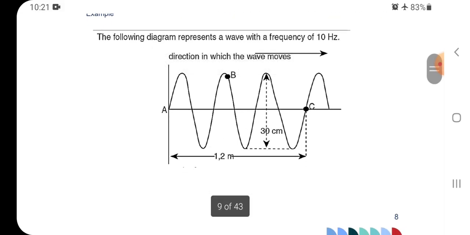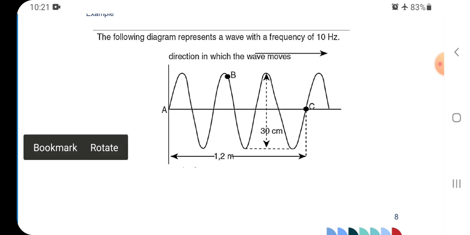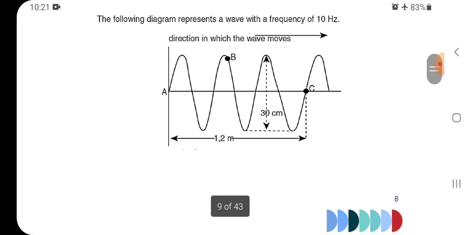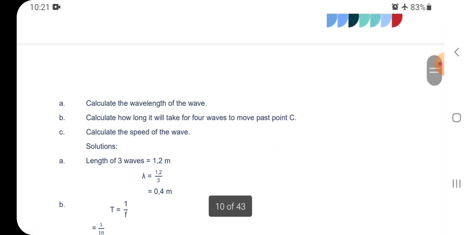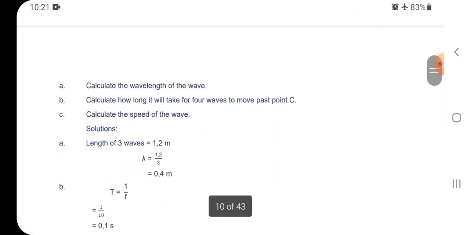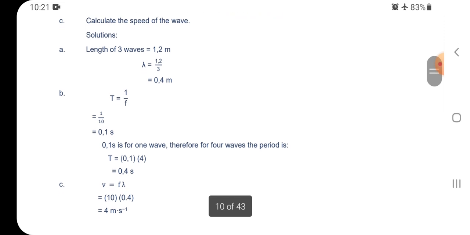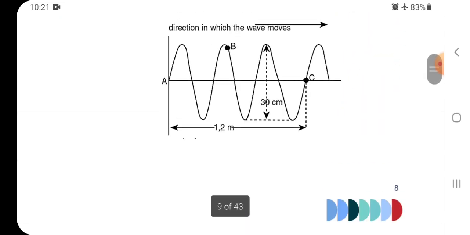So the following diagram represents a wave with a frequency of 10 hertz. That's the direction of the wave. The 30 centimeter is the wavelength. Okay, now let's look at this. A says calculate the wavelength of the waves. And then the solutions, length of 3 waves is 1.2.